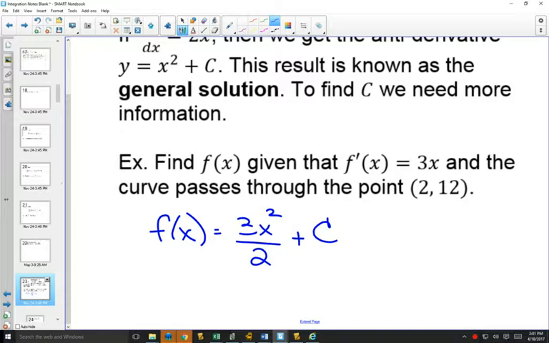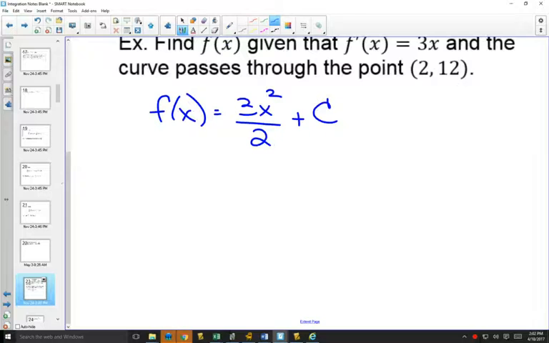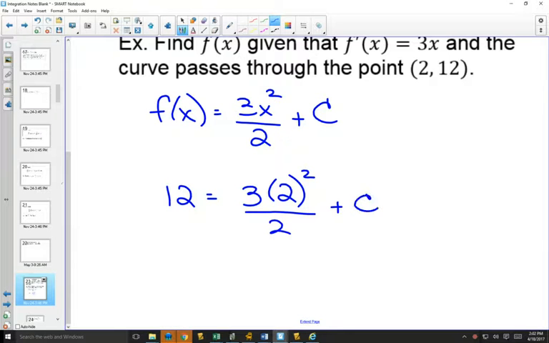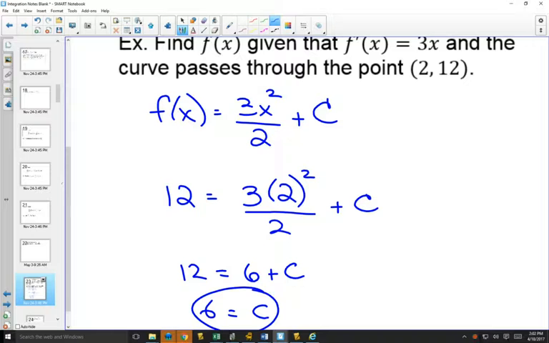Now since the original curve goes through the point (2, 12), you would know that, well, when x is 2, y is 12. So if I plug 12 in for y and 2 in for x, I get an equation that the only thing I don't know is c. Doing this simple arithmetic here, we get 12 equals 6 plus c. Subtract 6 on both sides, and we find out that c has to equal 6.